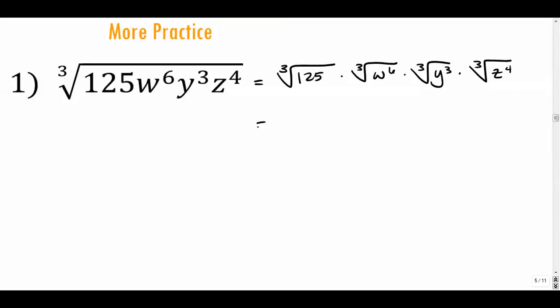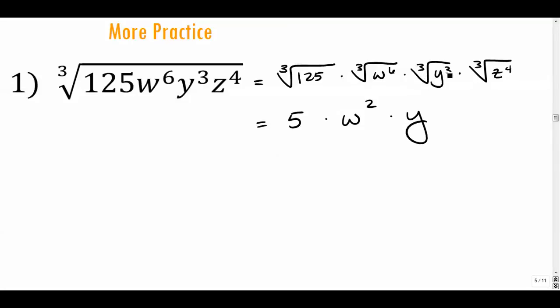So the cube root of 125 is 5, because 5 times 5 times 5 is 125. The cube root of w to the 6th is w squared. Right, that's how that works. If 6 is in here and 3 is out here, then it simplifies to just w squared. And if you wanted to use your fraction method, you can do that. This actually simplifies to w to the 6 over 3, so that's where we get the 2 from.